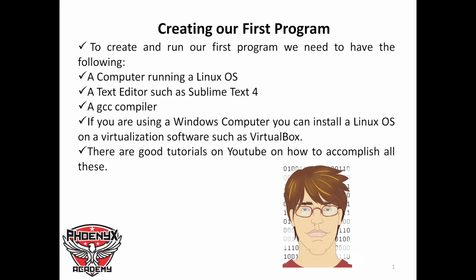Any text editor will do, but I'm using Sublime Text 4 as my own text editor. Also, since you are on Linux, you need a GCC compiler to compile the C source code that we are going to write in this lecture series. If you're using a Windows computer, you can install Linux on virtualization software such as VirtualBox. You can install VirtualBox on your Windows computer, and then proceed to install a Linux operating system as the guest operating system on the Windows machine.